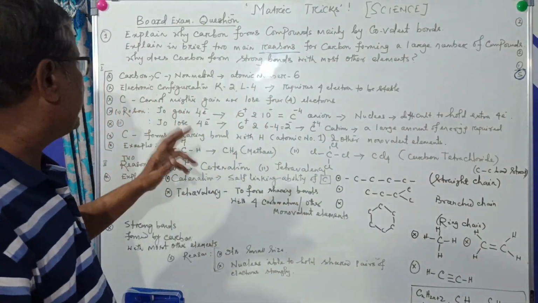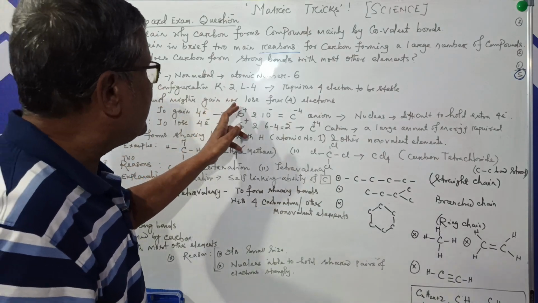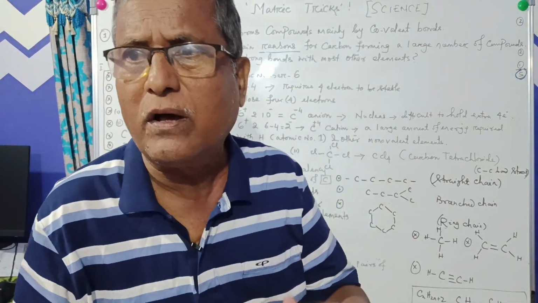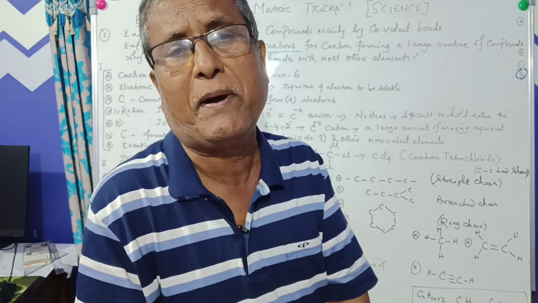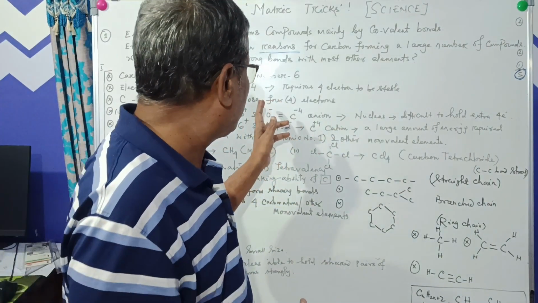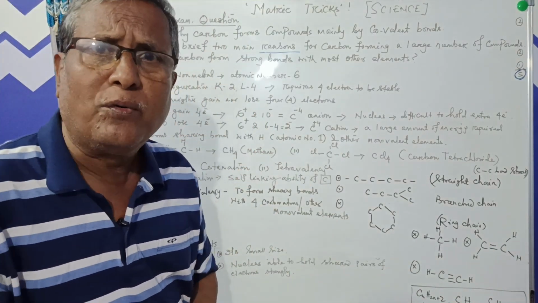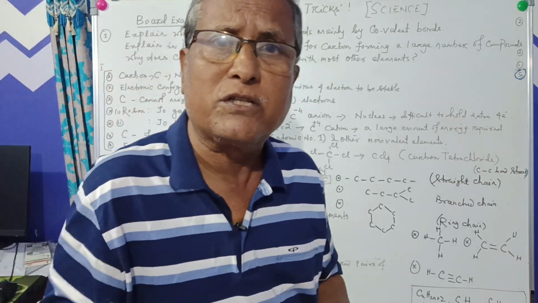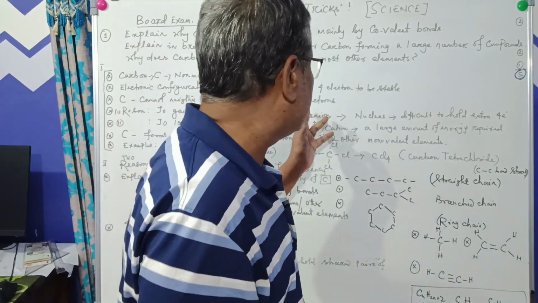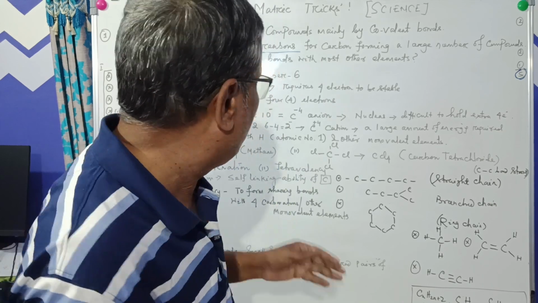And here is a statement. Now you see, carbon can neither gain nor lose 4 electrons. If it does so, what happens? What are the shortcomings? What are the difficulties, or what are the lacunae, of giving and gaining?